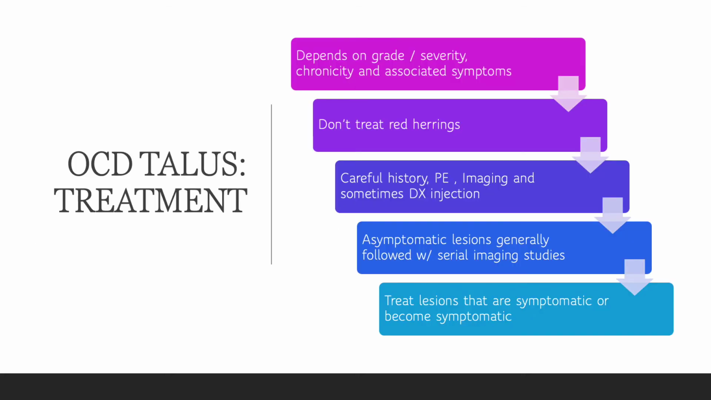Treatment really depends on the grade and the severity, the chronicity, and the associated symptoms with the lesion. Again, don't treat red herrings, which there are many. Be careful to take an exacting history and physical exam. Use imaging as need be, and sometimes, and often in my practice personally, I employ diagnostic injections. Generally speaking, asymptomatic lesions are generally followed with serial imaging studies, no more. And we treat lesions that are symptomatic or ones that were quiescent and have become symptomatic.